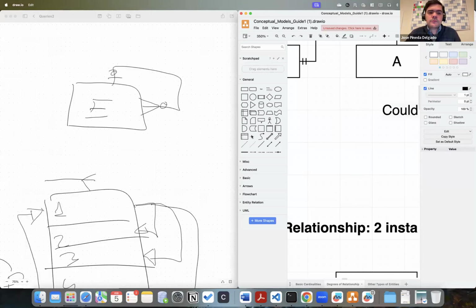No, marriage would be one-to-one. Let's say we can have a product being used in a different product. That's one of the examples that we have in the class. In the labs, we could also have a book.